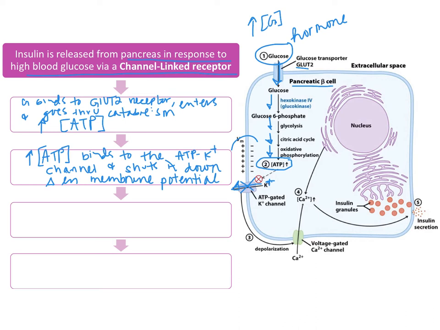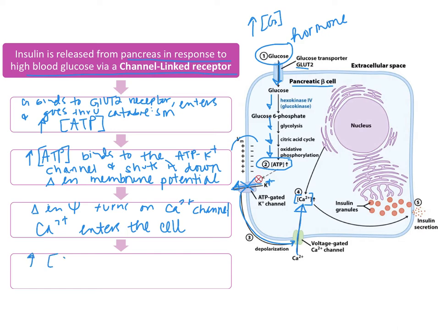So the change in membrane potential, I'm just going to put delta, I'm going to put psi, turns on the calcium voltage-gated channel. I'll put this calcium 2+ channel. So calcium 2+ enters the cell. So the change in membrane potential turns on the voltage-gated calcium channel, so calcium can now enter. And this causes an increased concentration of calcium inside the pancreatic beta cell.